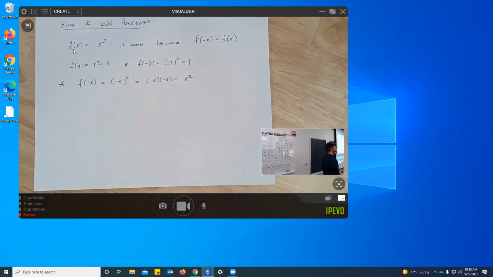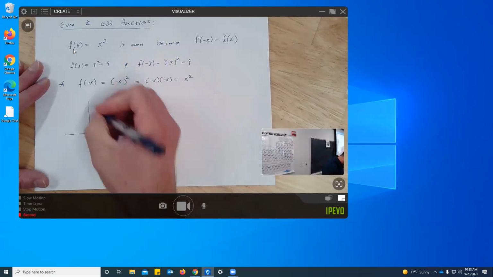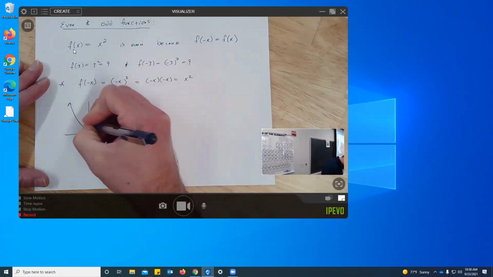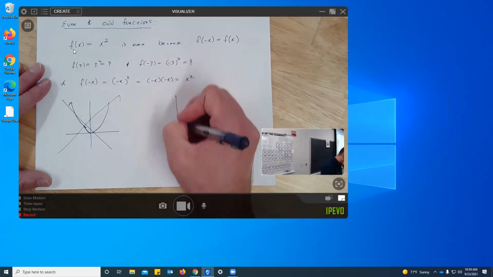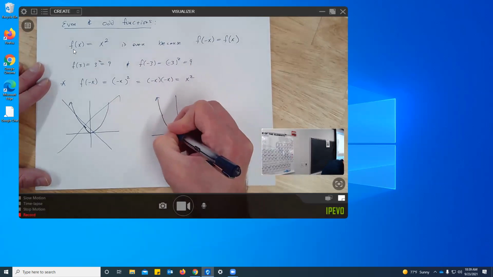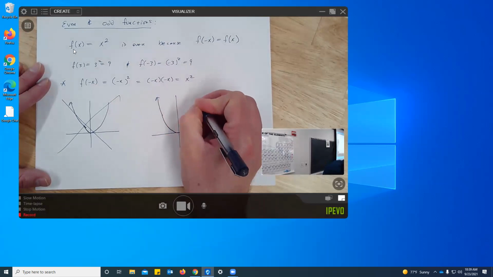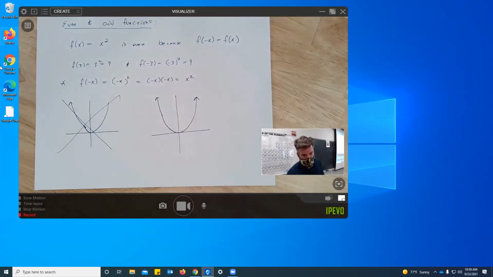Well, one of the hallmarks of evenness is that you have symmetry about the y-axis. So if we draw the graph of f of x equals x squared, it looks like this. Oh, wow, that's not my best job ever. Okay, let's try that again. Sometimes my graph, so this is an excellent time to point out that there are excellent graphing devices available to you that are not just drawing by hand.